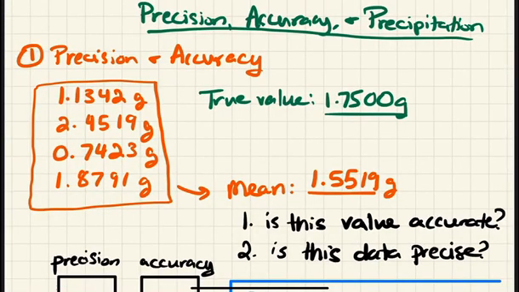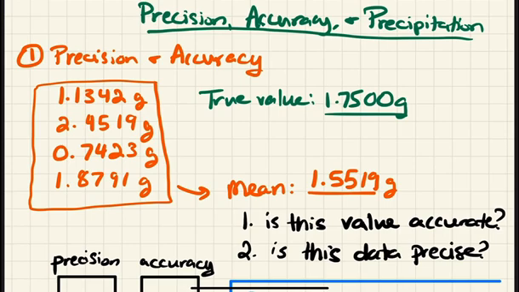This experiment is focused on concepts of precision and accuracy, as well as introducing the idea of precipitation reactions and average heating rates. And really, it's meant to be an introduction to making measurements in the lab and how to think about how accurate your data is and how precise your data is. So, let's begin with a discussion on precision and accuracy.